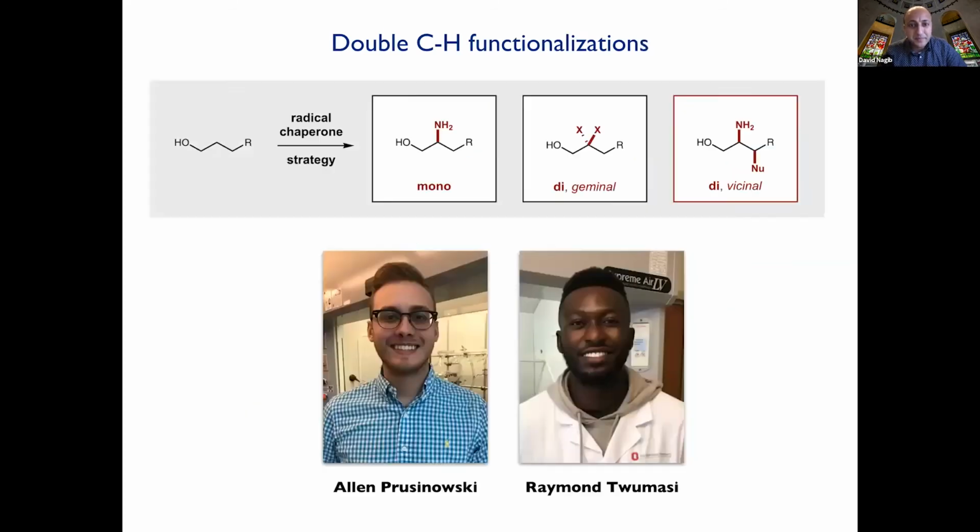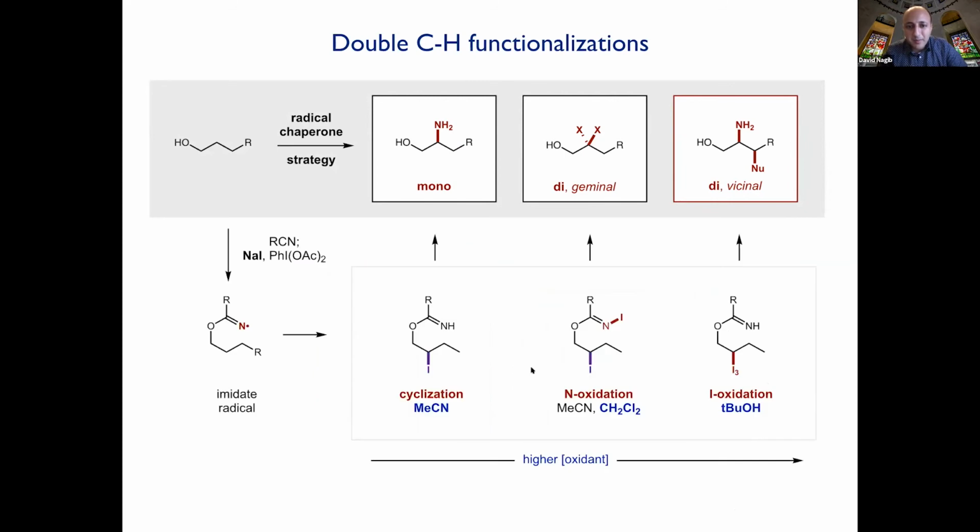All right, so the other double CH functionalization story I wanted to tell you was the work of Allen and Raymond. It fits on the same idea that the imidate radical after doing 1,5-HAT gives you a beta iodide. I already mentioned we can cyclize it in polar solvent, or the mechanism that I kind of breezed through was a second oxidation occurs when we have a co-solvent of DCM, so a little bit less polar, gets to the Ni bond and allowed for that geminal difunctionalization.